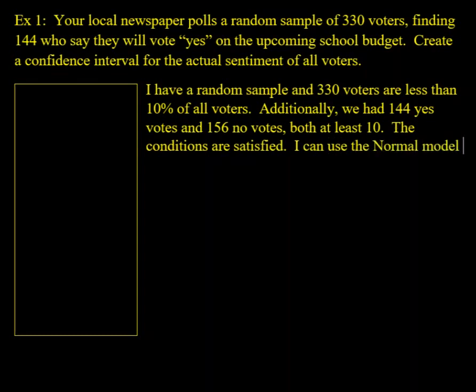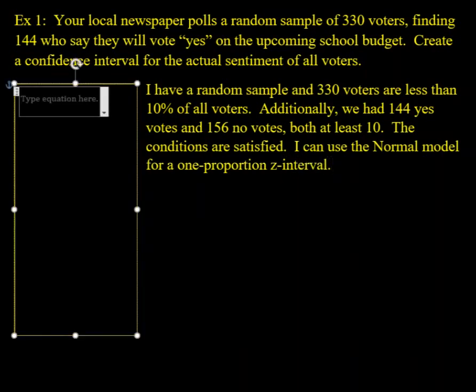So the conditions are checked. We have to do that first. Then we're going to write some statistics down, find our margin of error, then calculate the confidence interval. Finally, we'll write up a statement. So first find that percentage. 144 over 330 equals 0.4364. That's our probability of success.